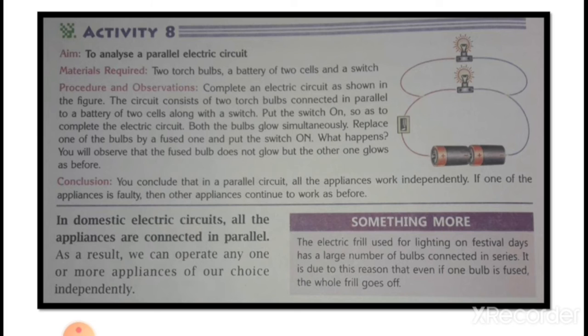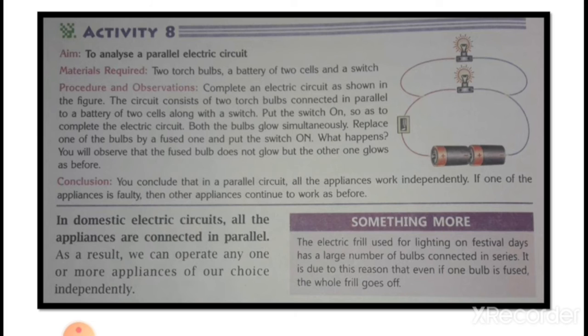In a domestic electric circuit, all the appliances are connected in parallel. In our home all the connections are in a parallel electric circuit. As a result, we can operate any one or more appliances of our choice independently.